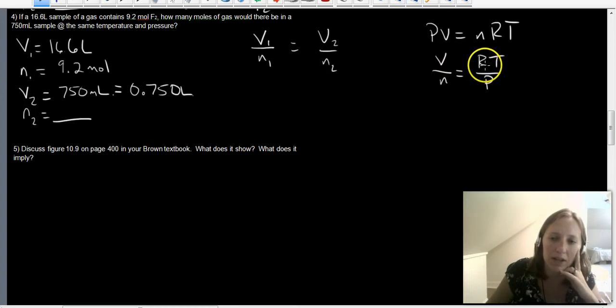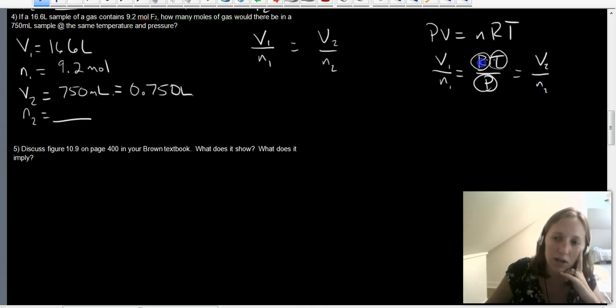And what you need to realize is that we're holding the temperature and the pressure constant, and R is a constant. So this ends up being the same for V1 and N1 as V2 and N2, because these guys are all the same number for both situations. And that's why you can say V1 over N1 equals V2 over N2 and ignore this part here.